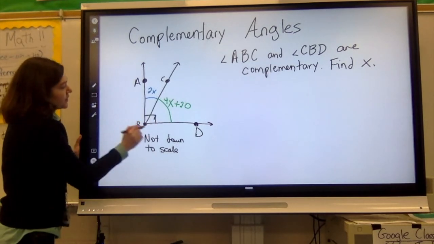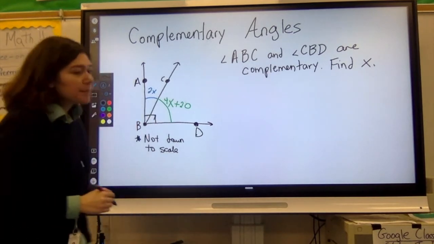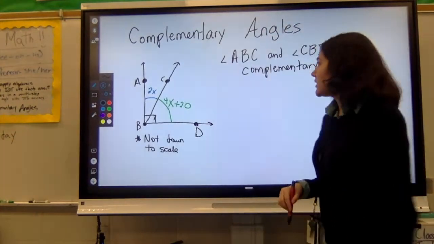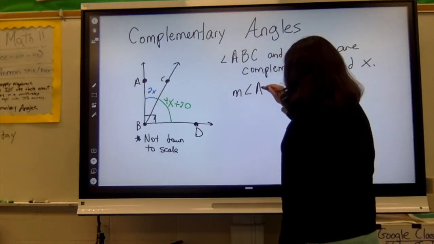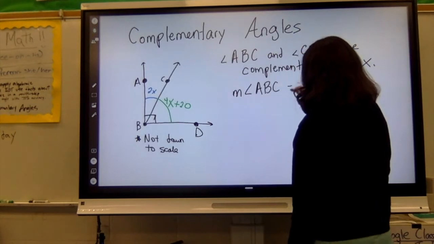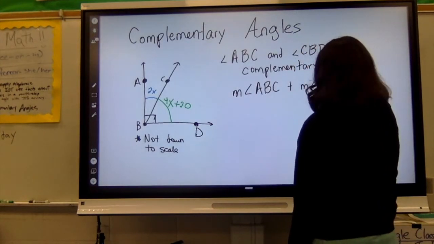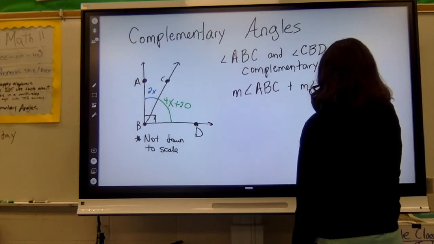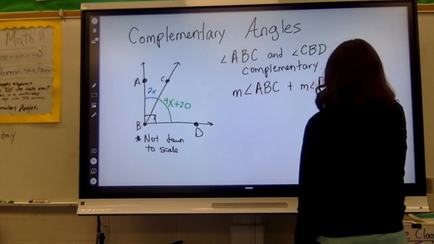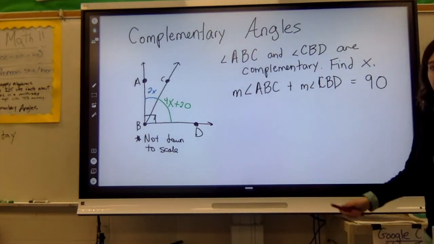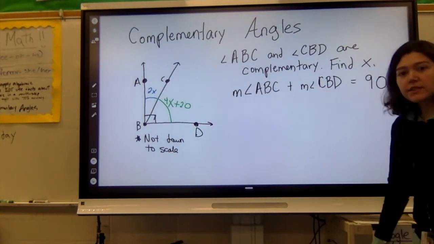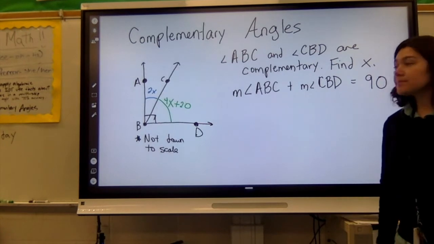We have this right angle. So complementary angles add up to 90 degrees. That means when I take the measure of ABC plus the measure of angle CBD, that's going to give me 90 degrees. Right? That's what it means if they're complementary.